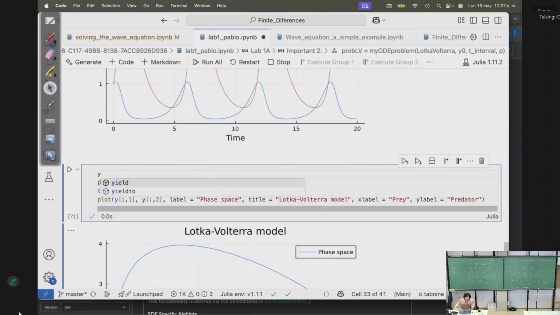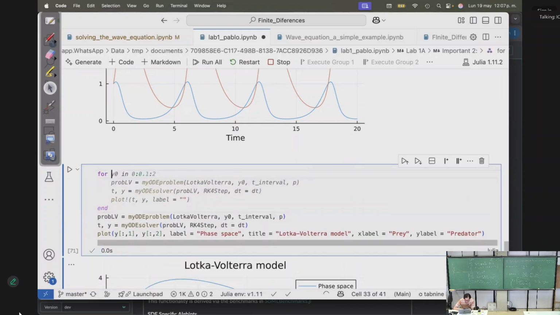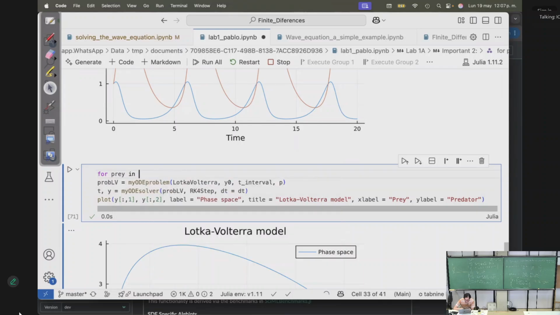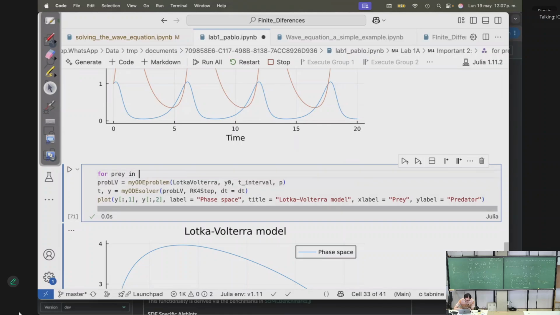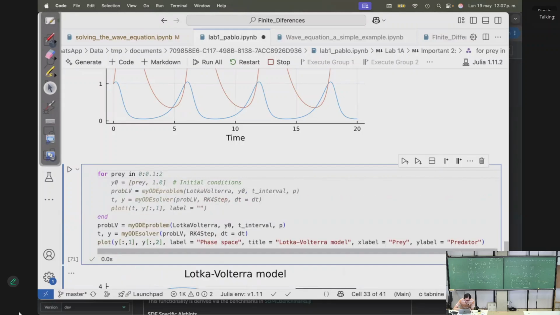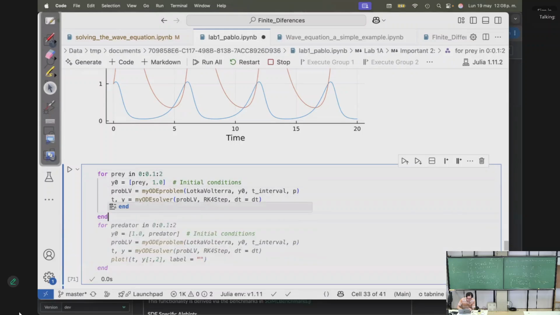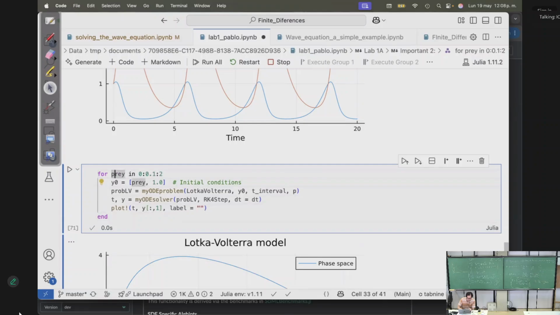So right now we will do y0 list, let's do like this. For prey in, let's do it like this. So what we are trying to do here is change the amount of prey in each iteration. So we start with 0 prey, with 0.1, then 0.2, and so on until 2. And we solve for that particular initial data.